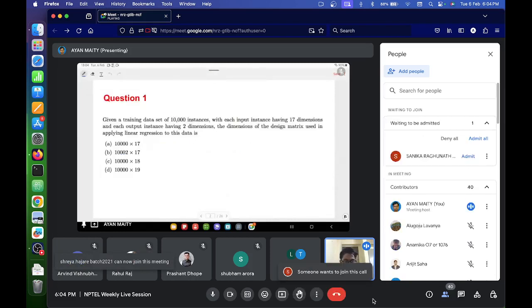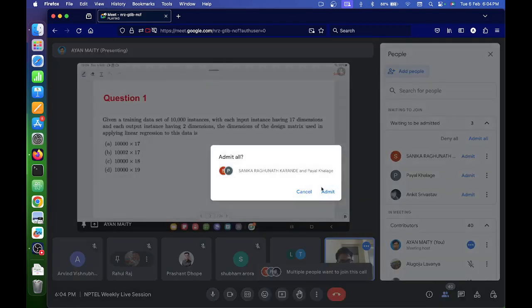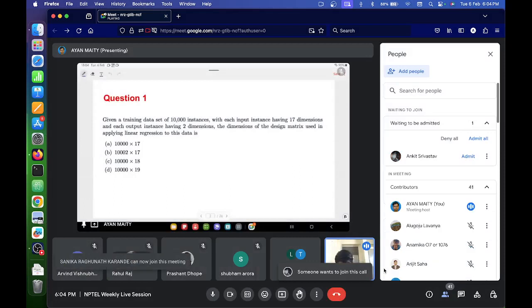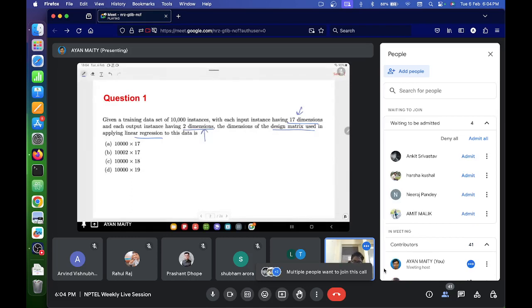So this is the first question. Given a training dataset of 10,000 instances with each input instance having 17 dimensions and each output instance having 2 dimensions, the dimensions of the design matrix used in applying linear regression to this problem is. So what should be the dimension of the design matrix? Where each input instance is having 17 dimensions and each output instance is having 2 dimensions.